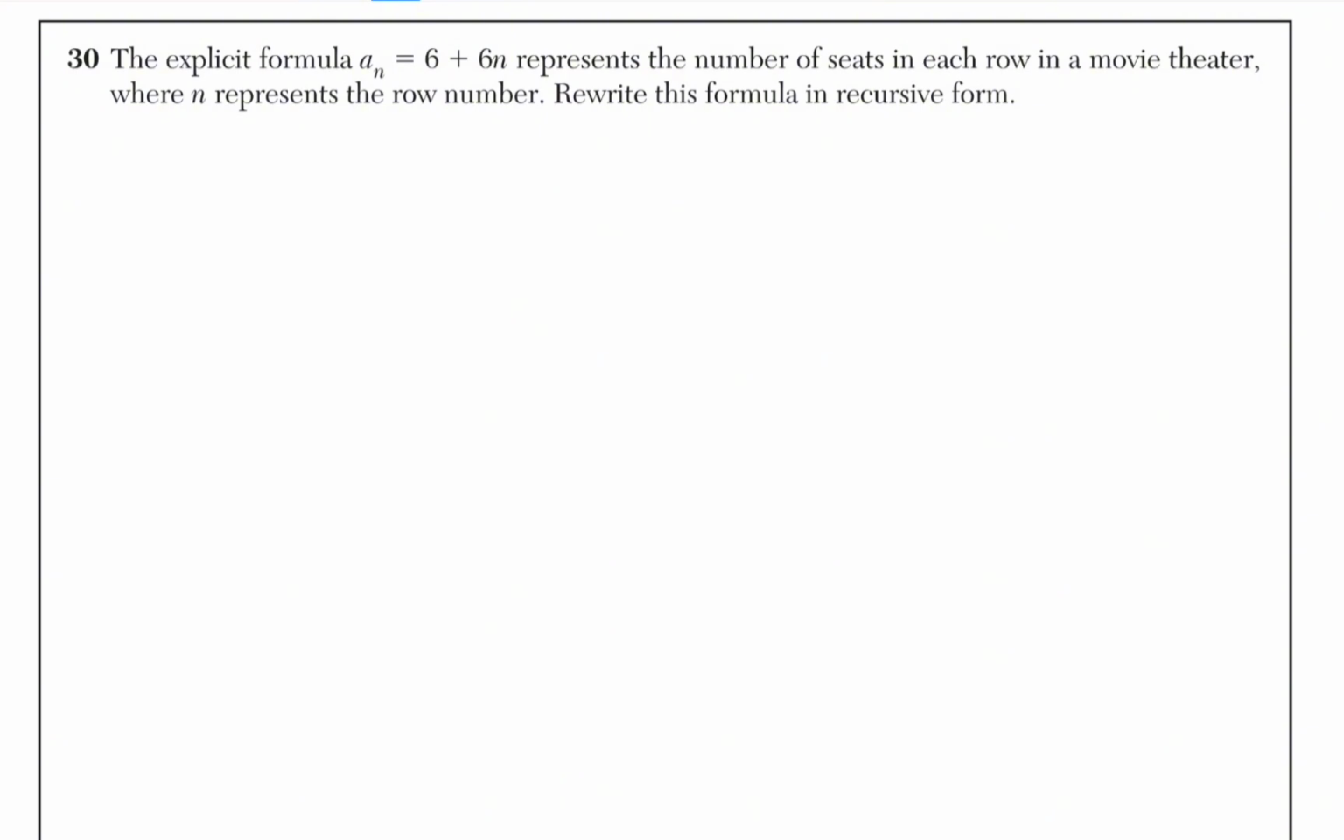Now for question number 30. Question number 30 says, the formula a_n equals 6 plus 6n represents the number of seats in each row in a movie theater, where n represents the row number. Rewrite this formula in recursive form. So our main goal of this question is to rewrite the following formula into recursive form. And if we look at our formula, we can see that it's plus. So when something is plus or minus, we know that it's going to be arithmetic.